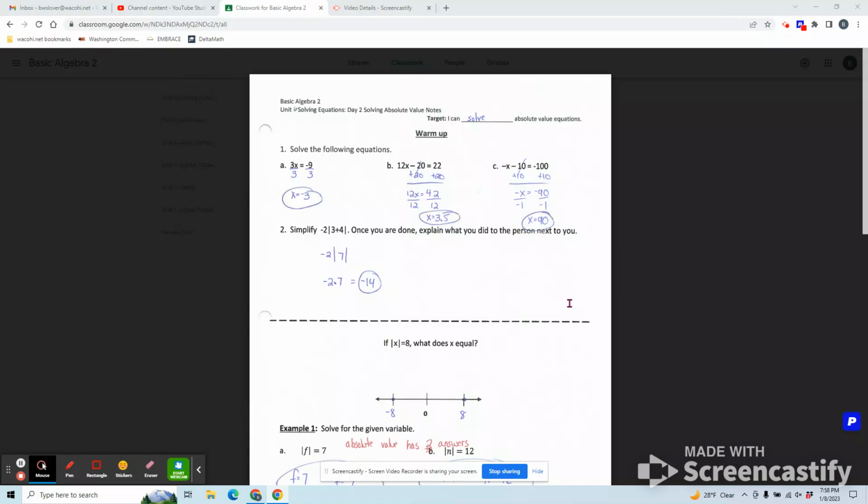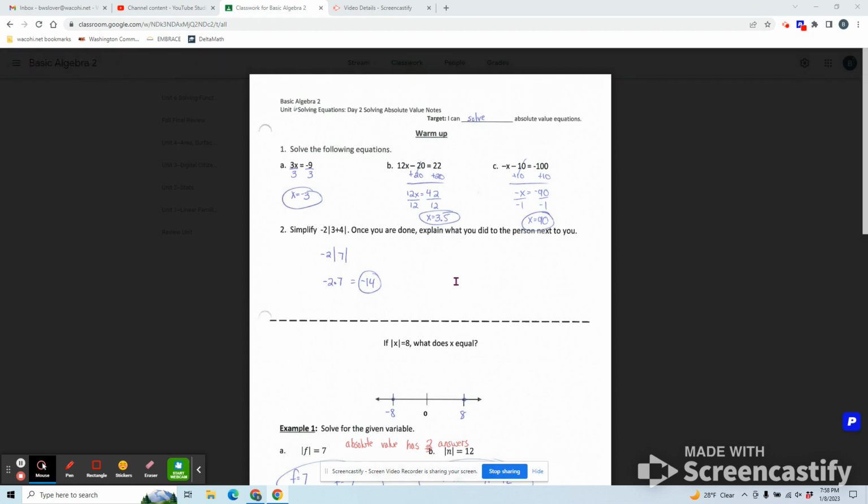Today we're going to talk about absolute value and solving. So you're going to be able to solve absolute value equations. The warm-up is just getting you ready to solve equations. We got a one-step equation and then some two-step equations. And it's okay that you're getting decimals, not a big deal, or negatives.